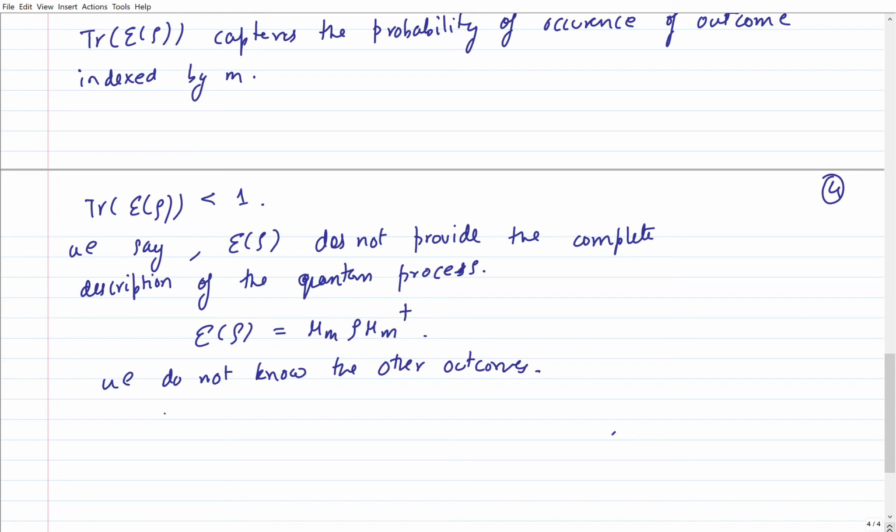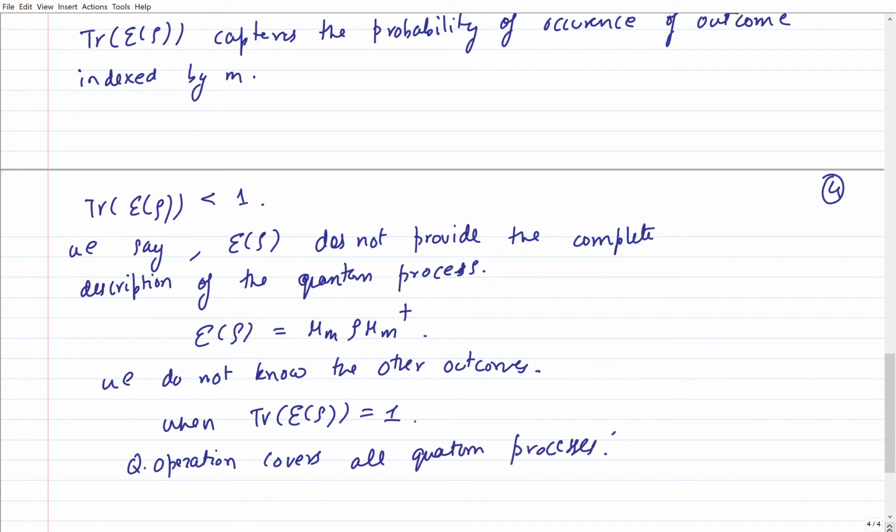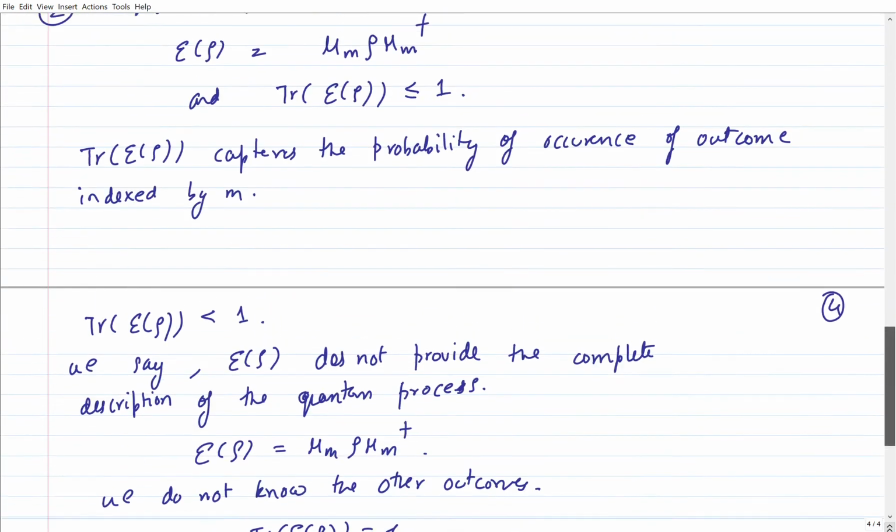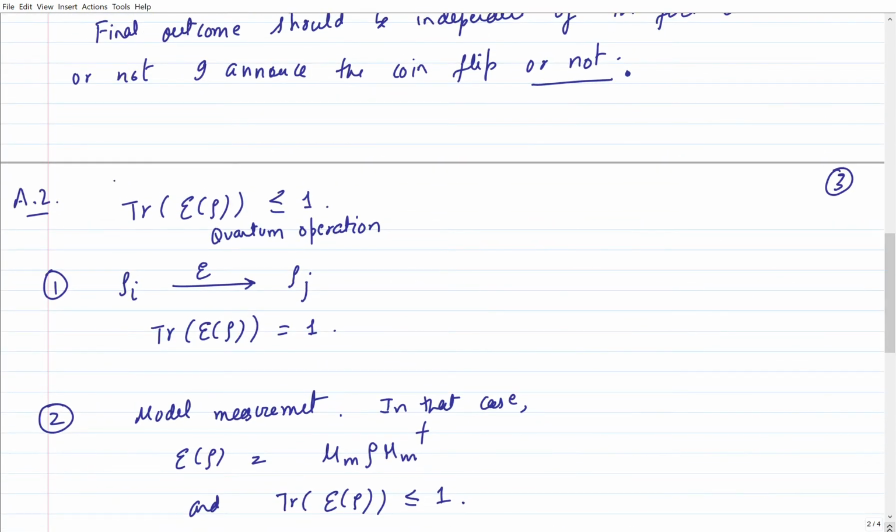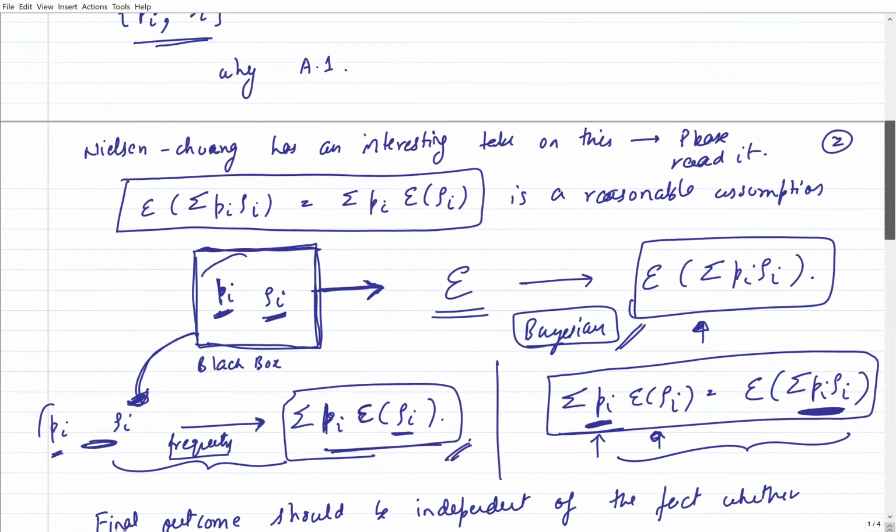But on the other hand, when we have the trace of the quantum operation applied upon the density matrix equals to 1, we say that the quantum operation covers all quantum processes. And finally, so these were the two axioms so far. One was, you can say, a mathematical convenience, and the other was, of course, the convex linearity.